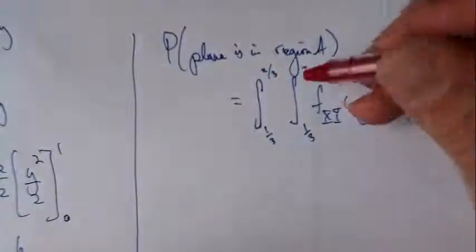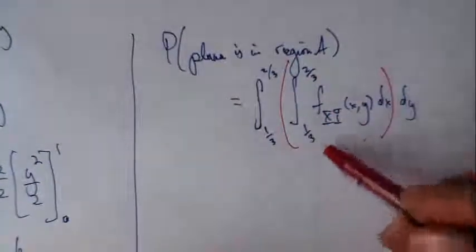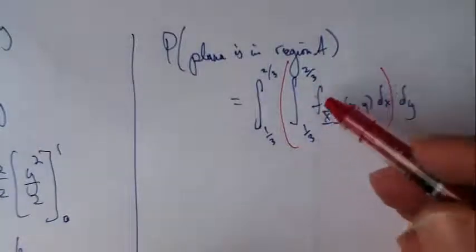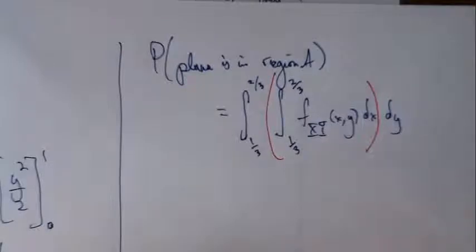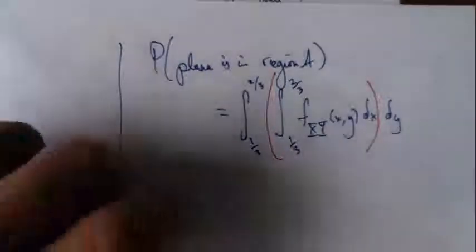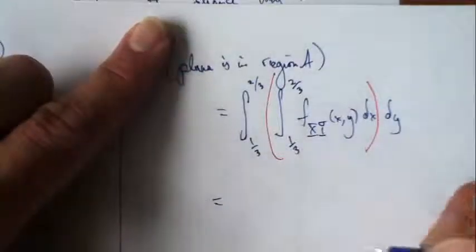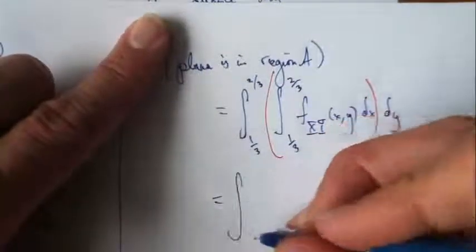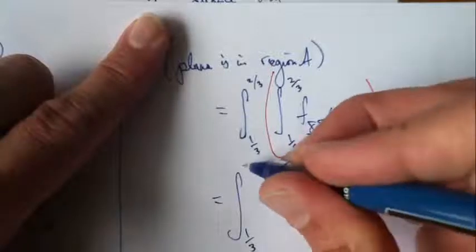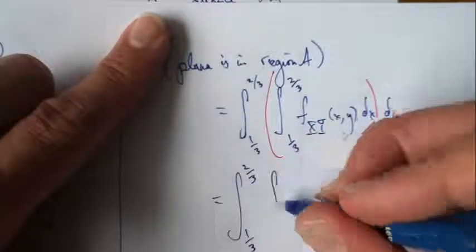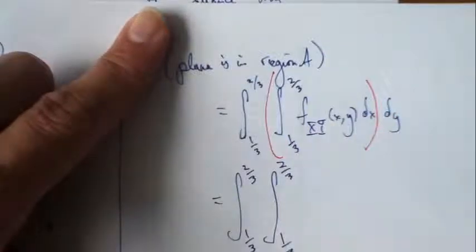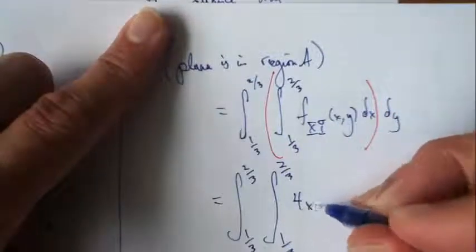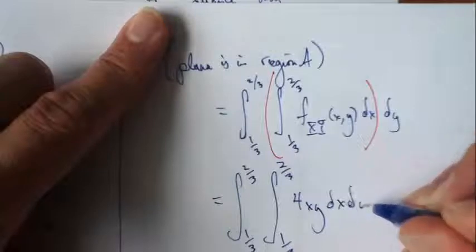Now, these are the limits in the x direction, right? These are the limits in the y direction. They just happen to be the same thing for this case, okay? They just happen to be the same in this case. So this is going to be the integral from a third to 2/3, integral from a third to 2/3 of 4xy dx dy, right?